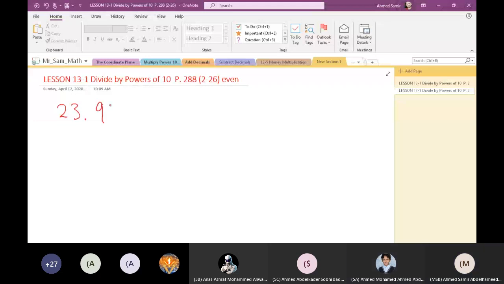Ahmed, can you help me with this one, please? Yes. All right, go ahead. Move the decimal to the right 2 places and then add 2 more zeros. Okay, because we have 4 here, we need to move the decimal point 4 places, but we don't have 4 digits here. So we're going to move it only 2 places, and then we add 2 zeros.